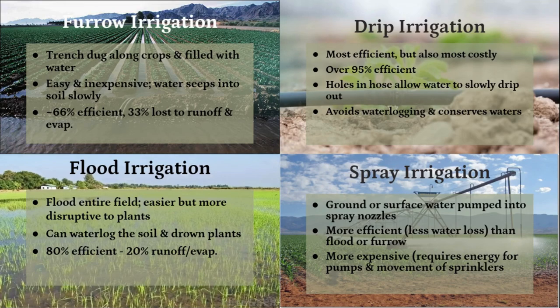I'm moving on to spray irrigation. Spray irrigation is exactly what it sounds like. It's like when you're using some kind of hose with a spray nozzle to spray the ground directly. This is more efficient because you're using less water, but it is expensive. It's going to require pumps and sprinklers and the movement of those sprinklers.